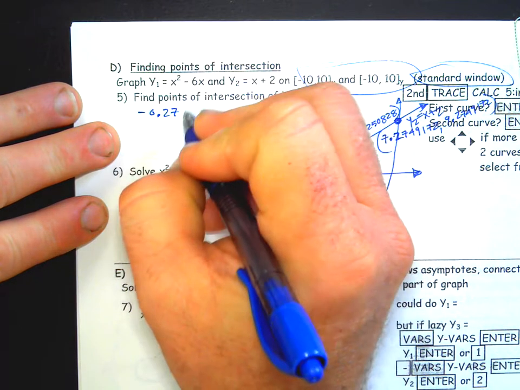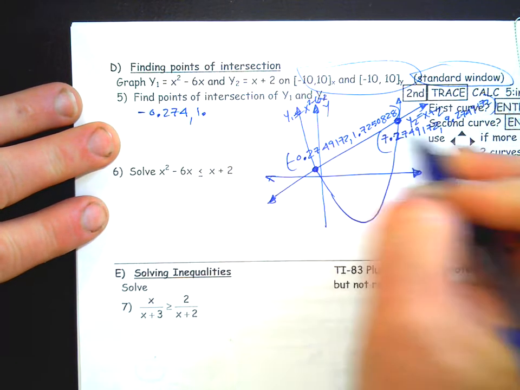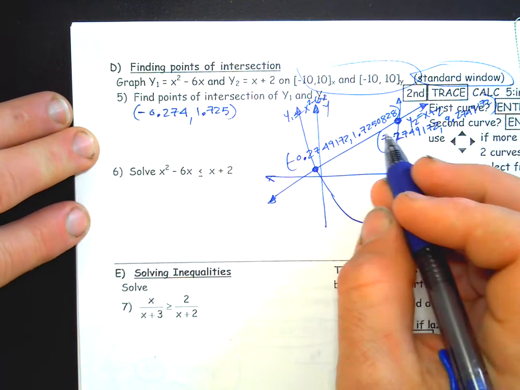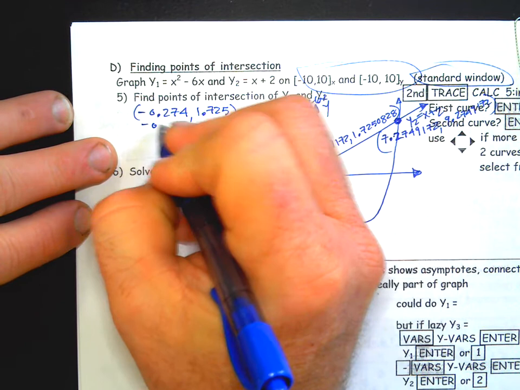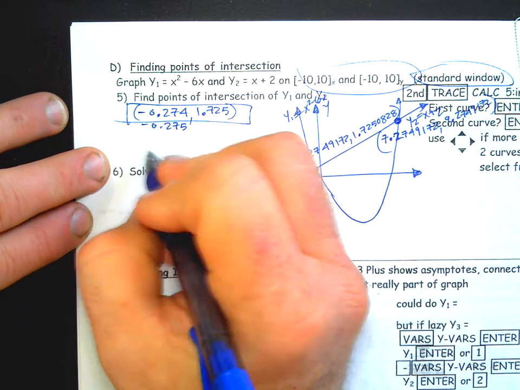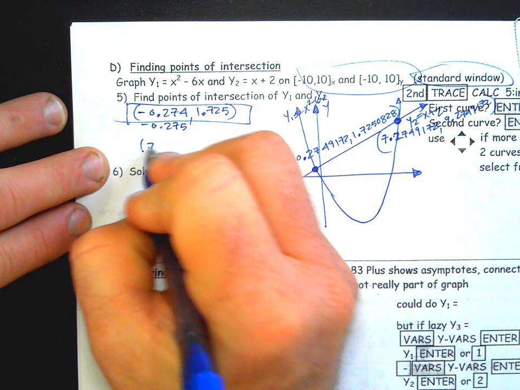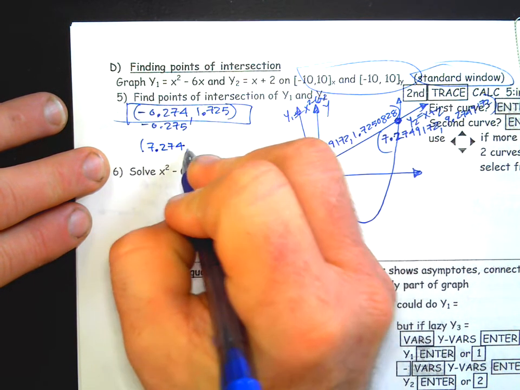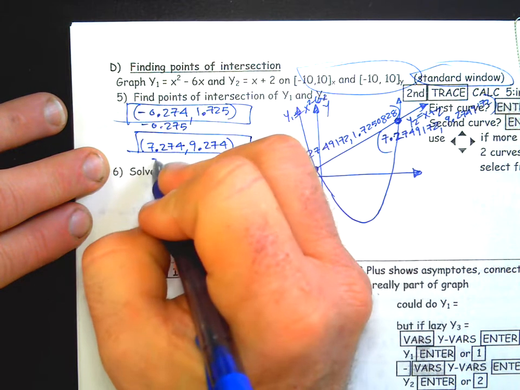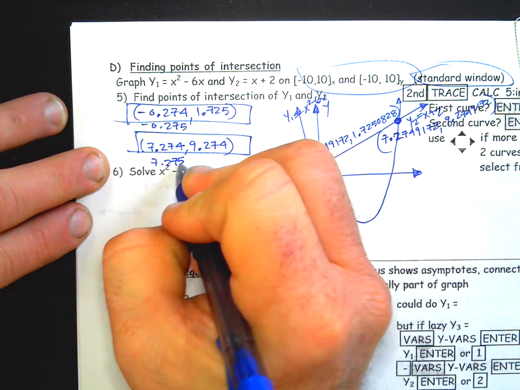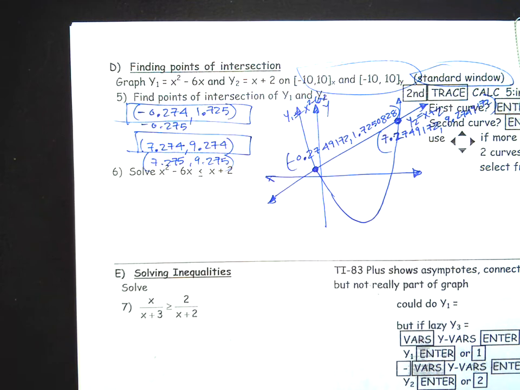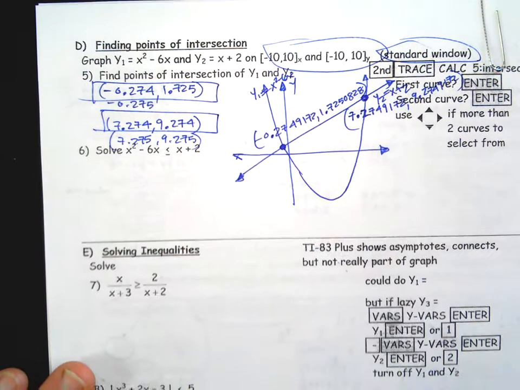So the answer is, for the first one, -0.274, comma 1.725. Now, I only want 3 decimals for answers. Now, that was the truncated version. The rounded version would have given you that there. So that's one answer, but the y would be the same. And the second one is 7.274, comma 9.274. Or if you rounded, it'd be 7.275, comma 9.275. So that's okay. I just want 3 decimals, rounded or truncated, for final answers, but keep extra decimals in your work.